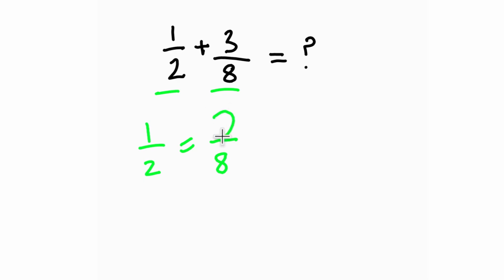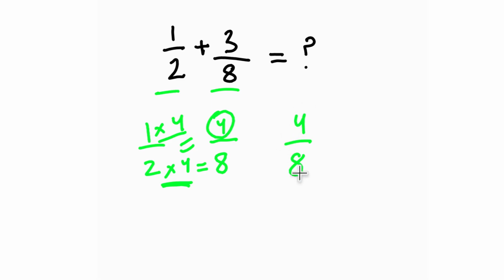So we need to find out what this number is. Well, basically what we have to do is multiply the top and bottom number by the same number so that we get this. What do I mean by that? So 2 times what is equal to 8? 2 times 4 is equal to 8. So if we multiply the bottom by 4, we have to multiply the top by 4 as well. So 1 times 4 is equal to 4. So our equivalent fraction is 4/8.